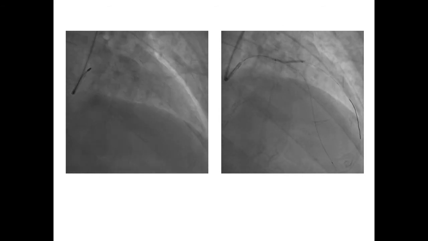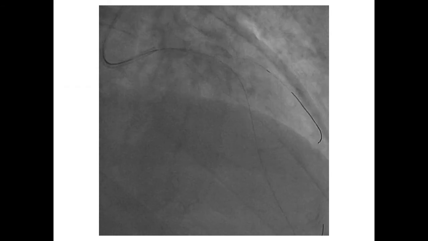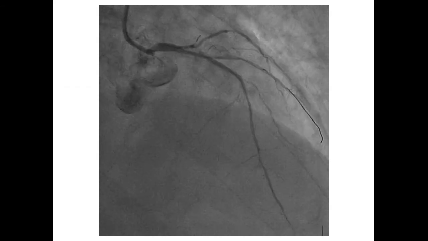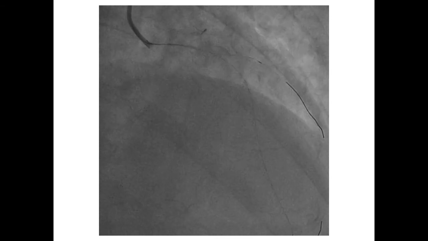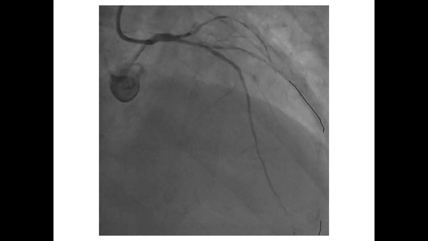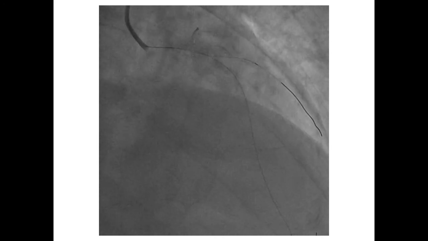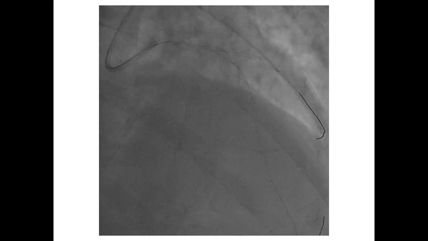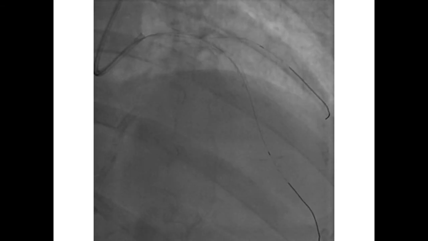However, after we did the rotablation and we dilated the diagonal, we found that the patient starting to go into hypotension. The result of ablation in the LAD was fine. There was no significant distal embolization, but you can see here that the flow in the diagonal is starting to be compromised and there's probably some dissection in the diagonal. We were not sure actually what was causing her hemodynamic collapse.